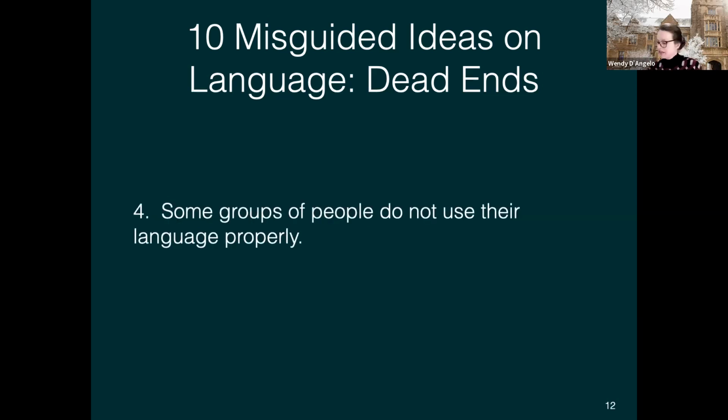So the next one is, some groups of people do not use their language properly, right? You have those people, tsk, tsk, you didn't say it the right way. So these ideas are rooted in issues of identity and feelings about another linguistic group. Usually it's this idea of us versus them, or the other. And conventions of the standard often differ from dialect varieties.